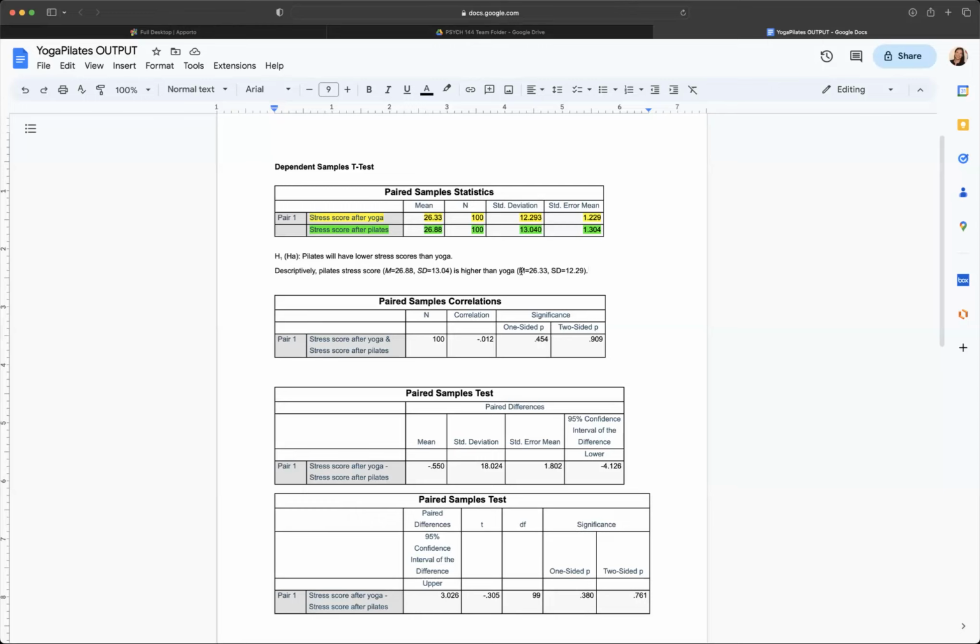But what we want to do is first look at this conceptually and understand that the difference is very small, first of all. There's a very, very small difference, but it's in the wrong direction. So now we're not going to use this. We are not going to use this paired samples correlation.